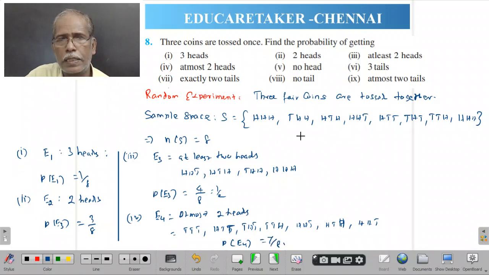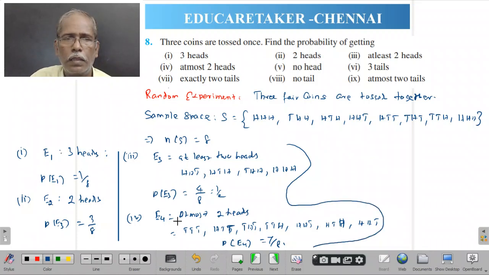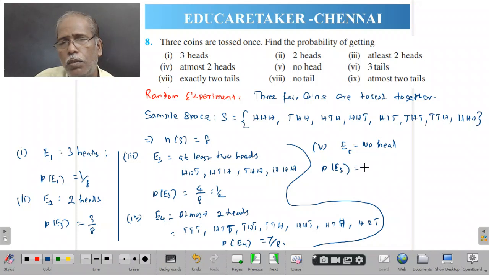Now let us continue here. Question number 5, no head. That means all three are tails. No heads, three tails, and it should be E5. Fifth subdivision, P of E5. No head means only one possibility, so 1 by 8.